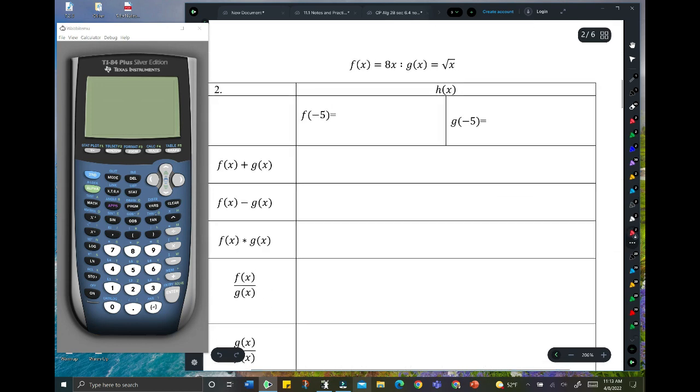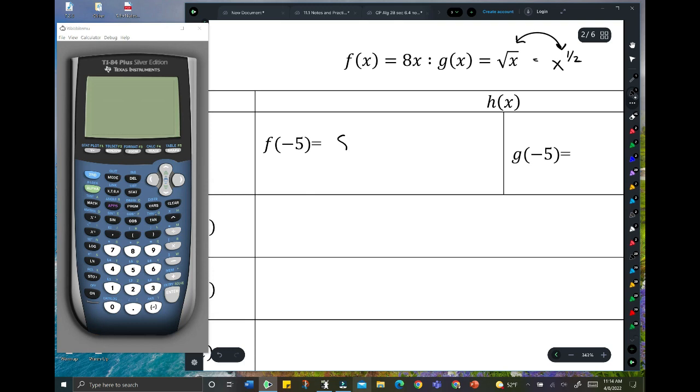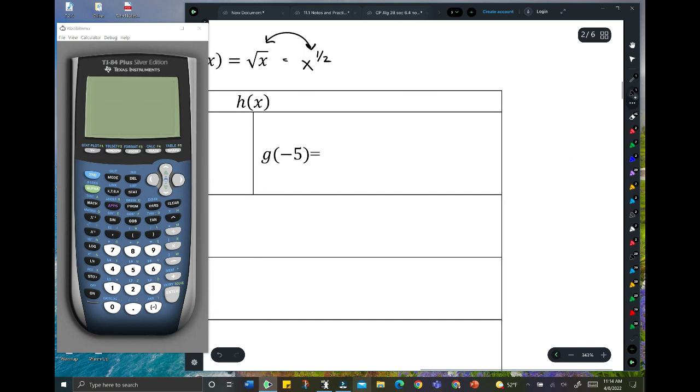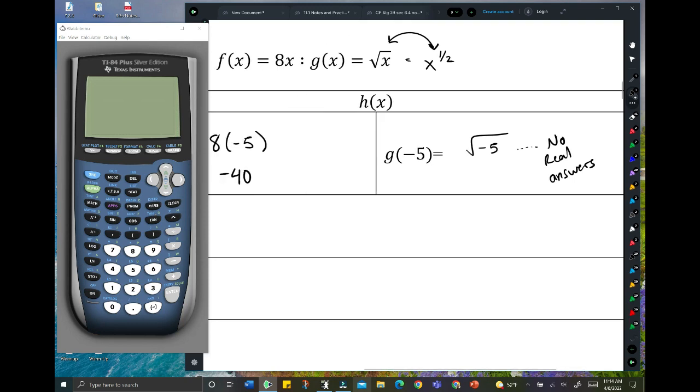Okay, now these two functions, you should get in the habit of remembering square root of x is the same thing as x to the 1/2. So remember, those are the same thing. It's going to help us in a moment here. Just practice evaluating. F of negative 5 is just 8 times negative 5, which is negative 40. And g of negative 5 is going to be the square root of negative 5, which there are no real answers. Remember, you cannot take the square root of a negative.